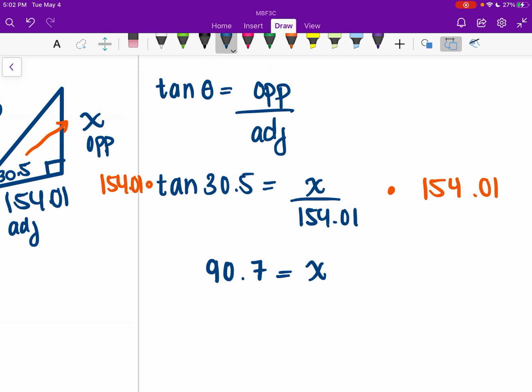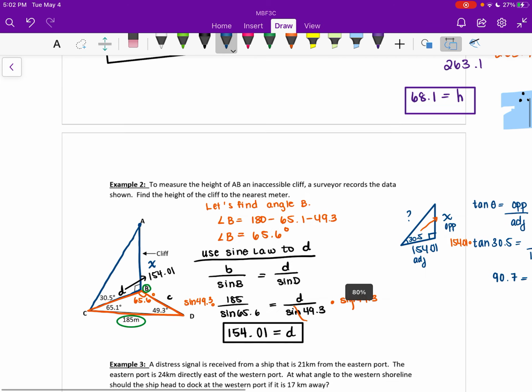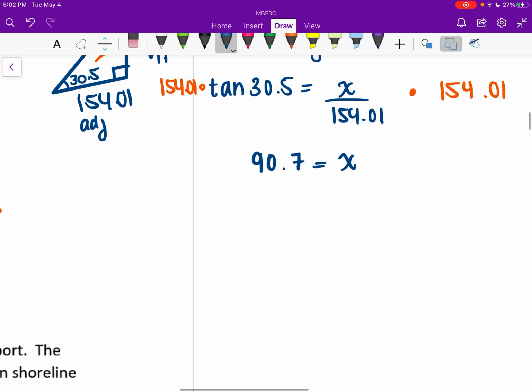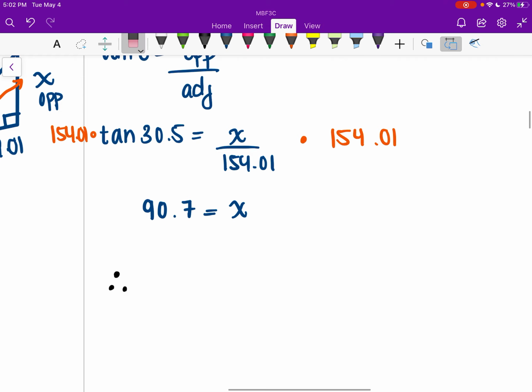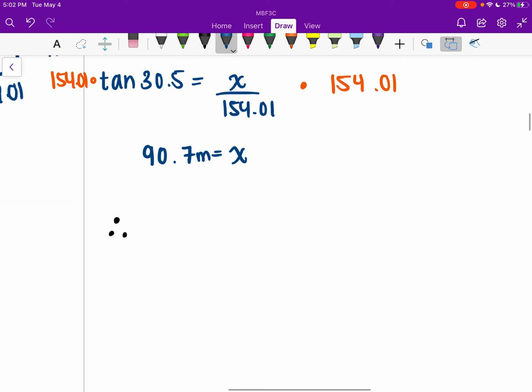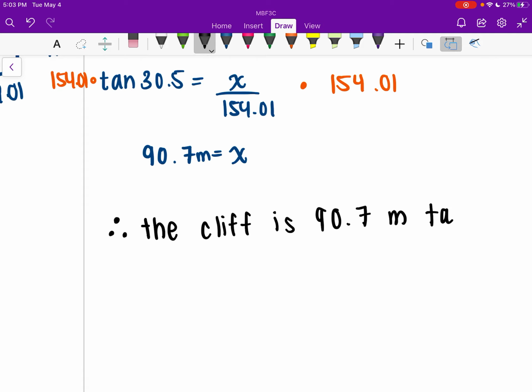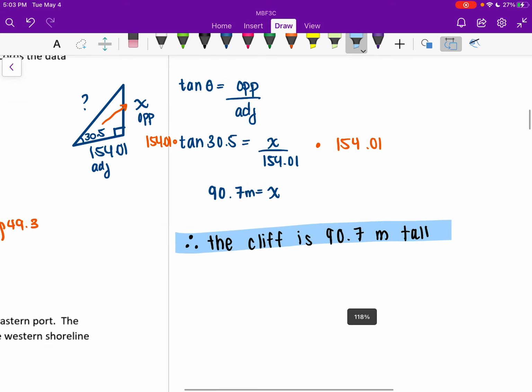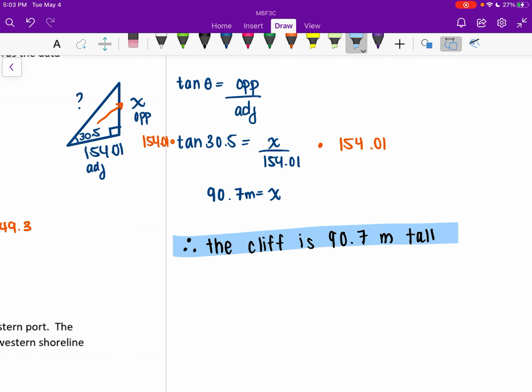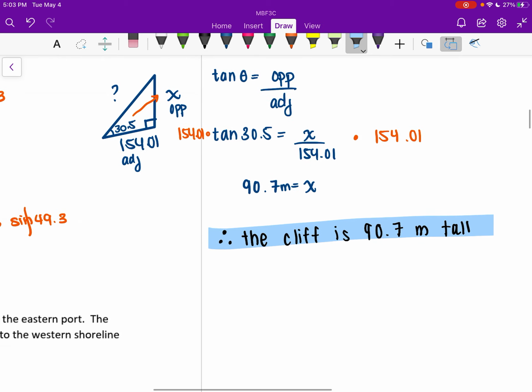90.7. And we said that it was meters, right? So I'm just going to write in my statement, therefore, and I like to write in meters here just so that I don't forget what the unit was. So 90.7 meters is the height of the cliff. The cliff is 90.7 meters tall. And that's my answer. So I just like to go back and highlight it. And the three dots just represent therefore. Okay.